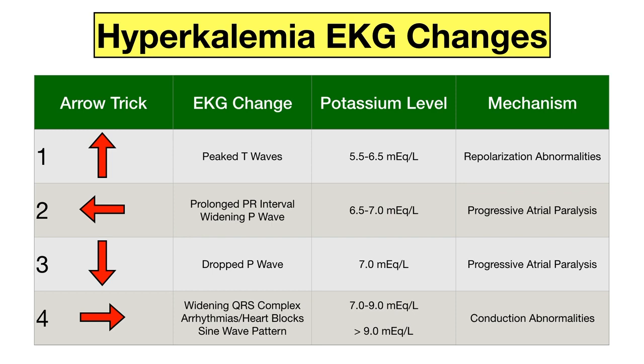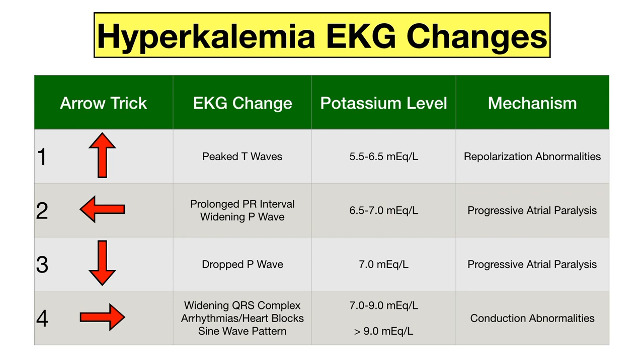As potassium levels increase to about 6.5 to 7.0, progressive atrial paralysis may start to occur. This will lead to prolonged PR intervals and widening of the P waves on EKG, which can be remembered with the left arrow. Remember, the P wave and PR interval represent atrial depolarization and the time it takes for the electrical impulse to travel through the atria and AV node down to the ventricles. This is why the progressive atrial paralysis affects the P wave and PR interval on EKG. As potassium levels increase to about 7.0 and the atrial paralysis continues to progress, the P waves can disappear. The dropped P waves can be remembered using the down arrow.